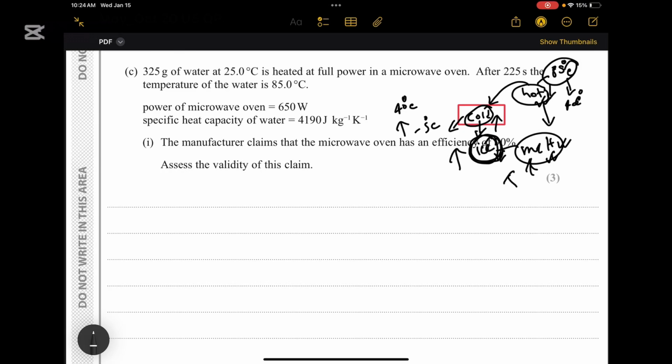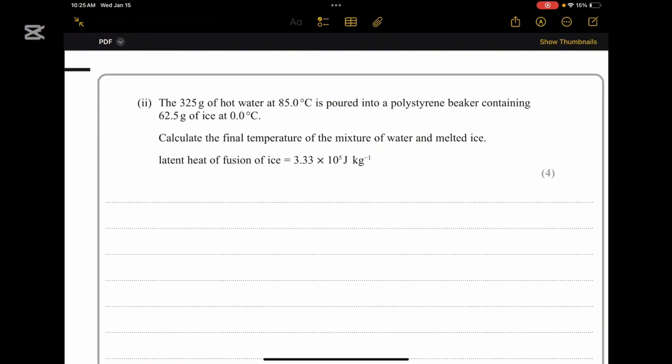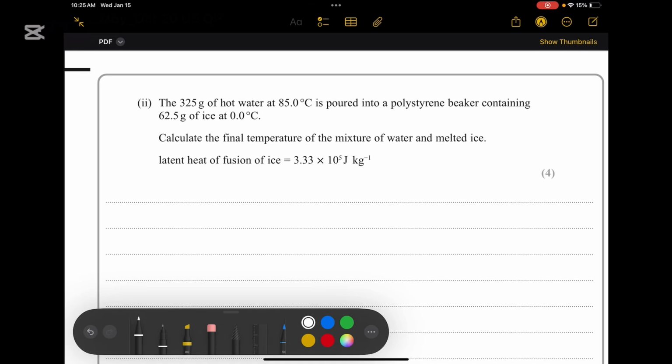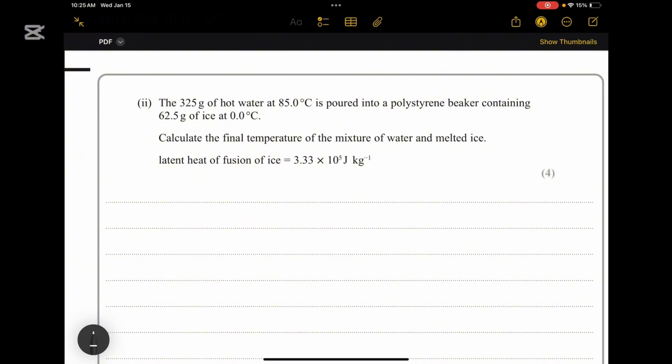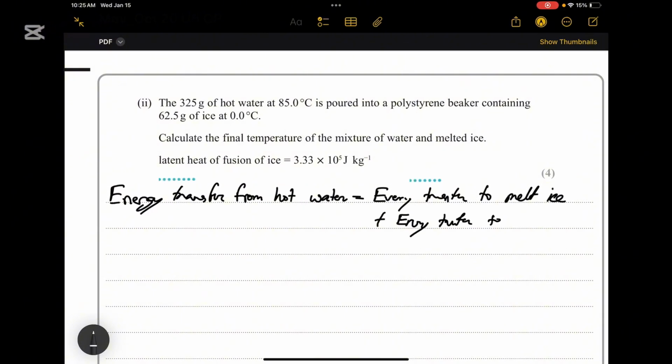So while writing this type of answer, the first thing we have to write is that the energy is transferred from the hot water. Energy transferred from hot water is equal to energy transferred to melt ice plus energy transferred to heat the ice water, right? This is the thing.